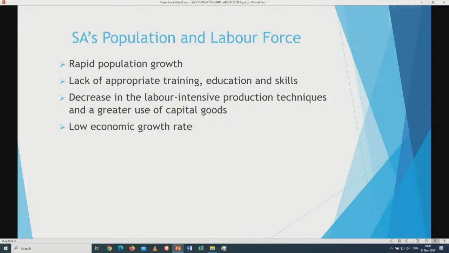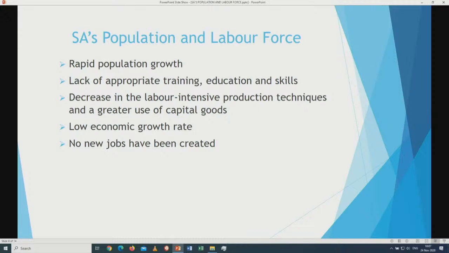When the economy is not growing, or when the economy is growing very, very slowly like the South African economy, but the population is growing faster than the economy, that also leads to high rates of unemployment. When the economy is unable to create new jobs, the unemployment rate will keep on increasing.